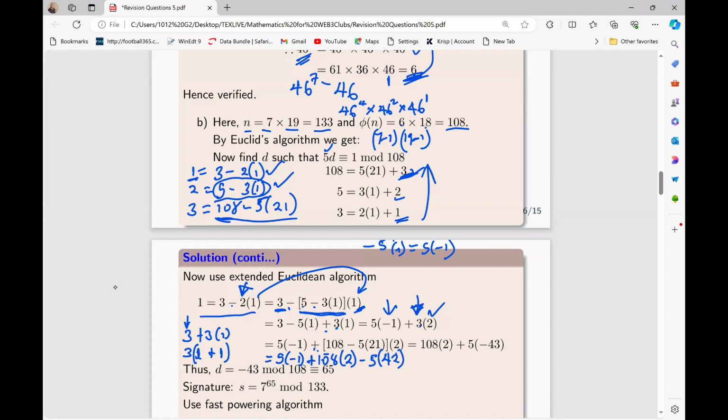So how do we go about it? We just take this 5 times minus 1 minus 5 times 42, and factor 5 outside. When you factor 5 outside, it goes here with minus 1, and it goes here with minus 42. And so this is the same as 5 multiplied by negative 43. That's what you're seeing here.